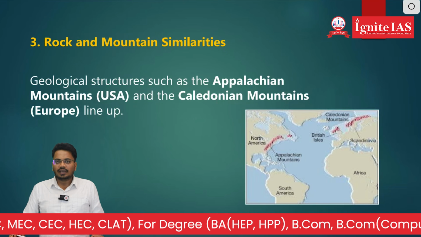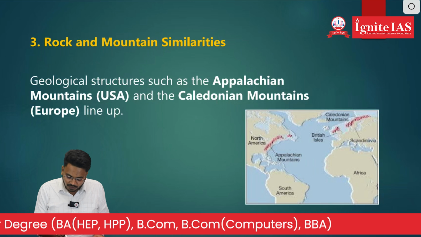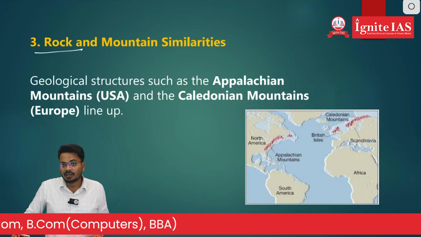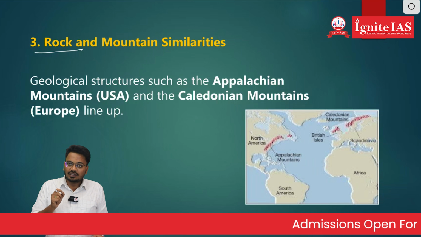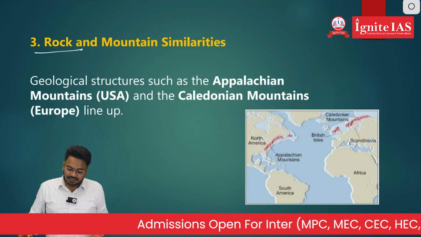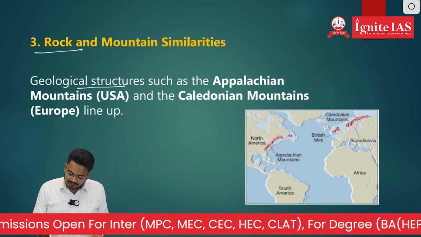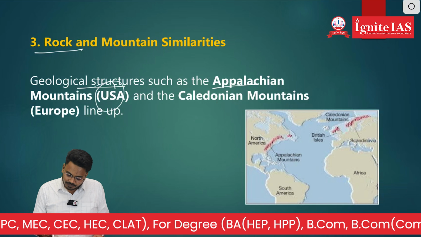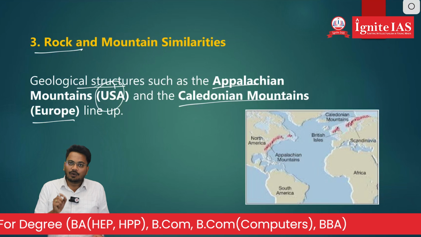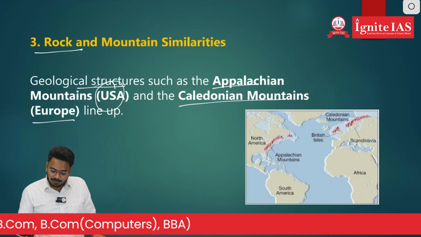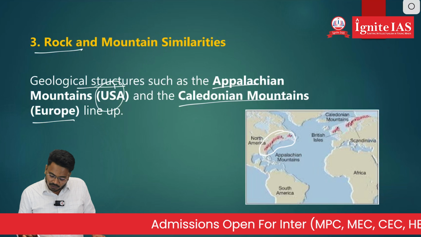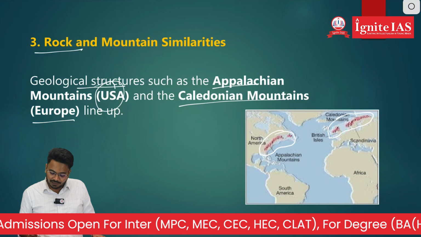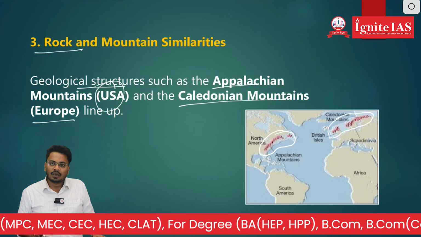Now in the third evidence he is talking regarding rocks and mountains. He is saying that there are certain rocks and mountain systems which have similarities in their structures. Geological structures such as the Appalachian mountains in USA and the Caledonian mountains in Europe have the same lineup. Now where will we find these Appalachian mountains? If you see in this picture, in the eastern coast of North America as well as the northwestern coast of the European continent, we see two different mountain systems.